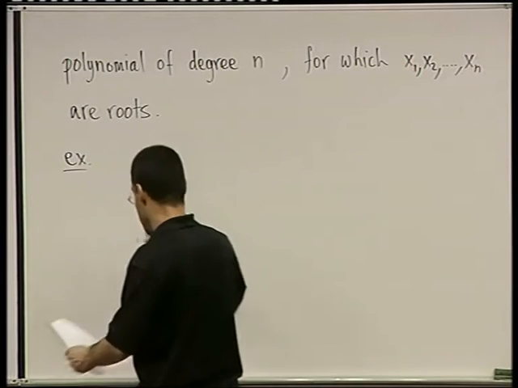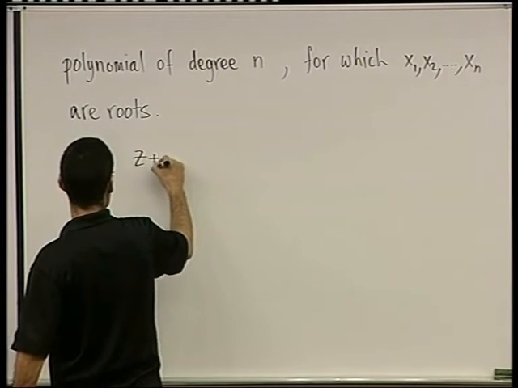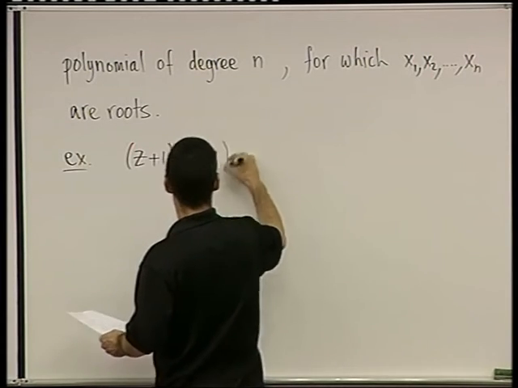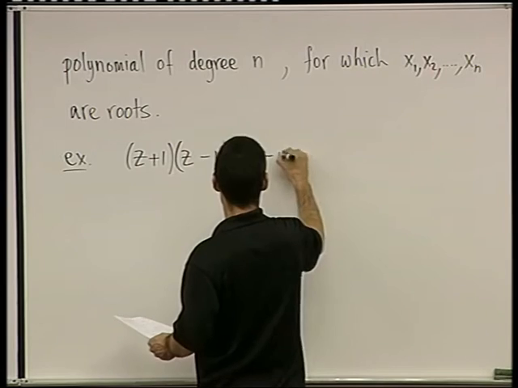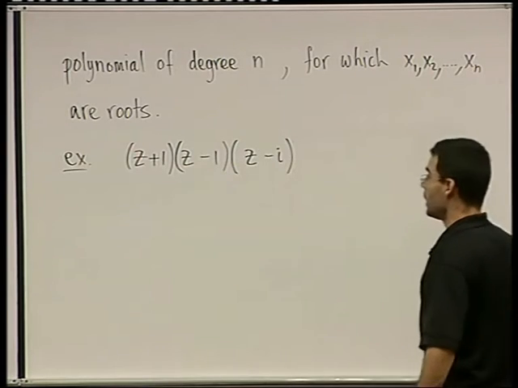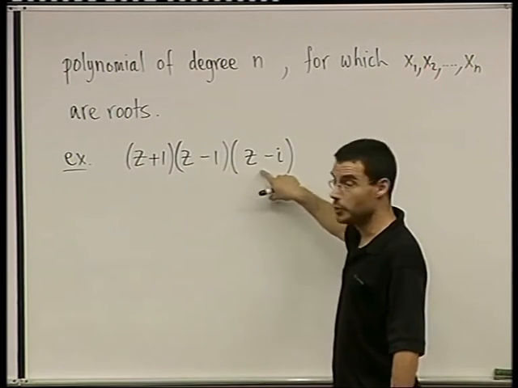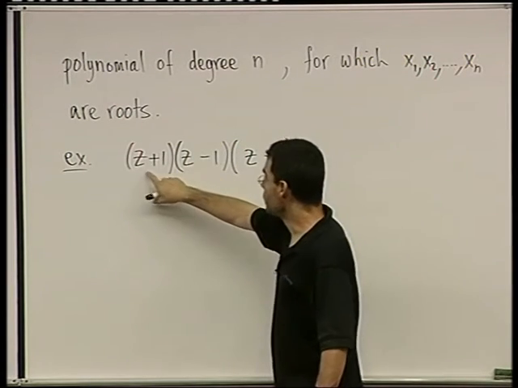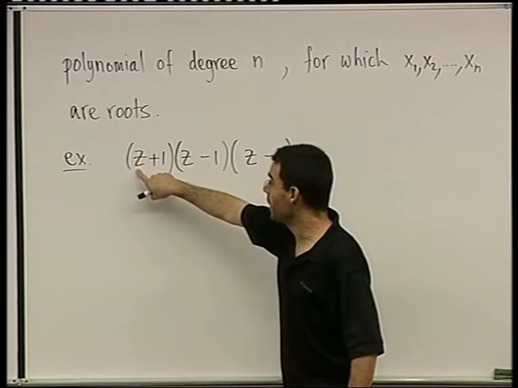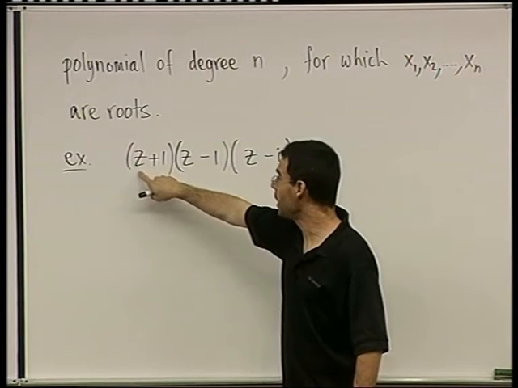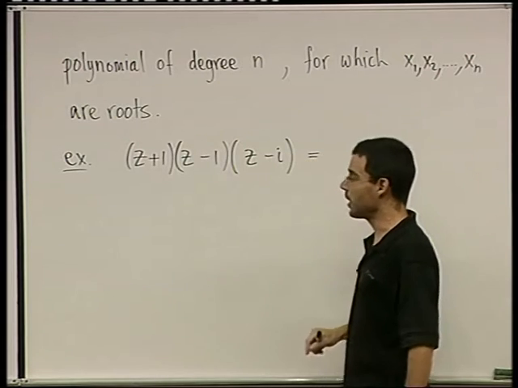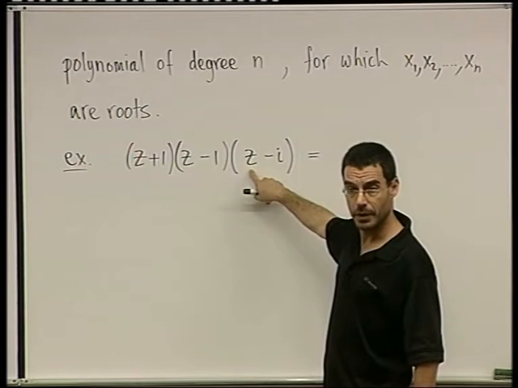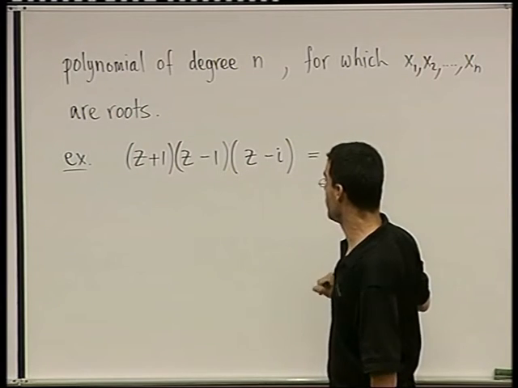Okay, so here's a concrete example. Let's look at z plus 1 times z minus 1 times z minus i. So this is going to be a polynomial of degree 3, right? So let's see what we get here. But you can right away see that negative 1 is going to be a root, because if you plug in negative 1, this is going to become 0, and therefore the entire product is 0. As is 1, and as is i. Okay, so those are the 3 roots of this polynomial.